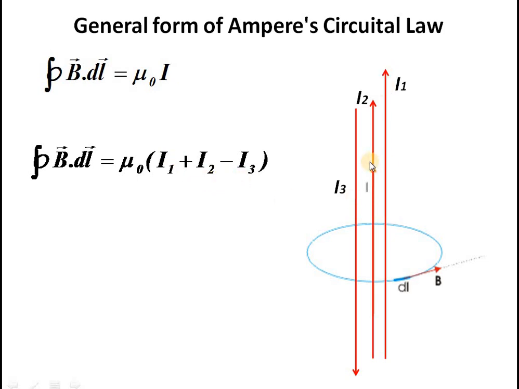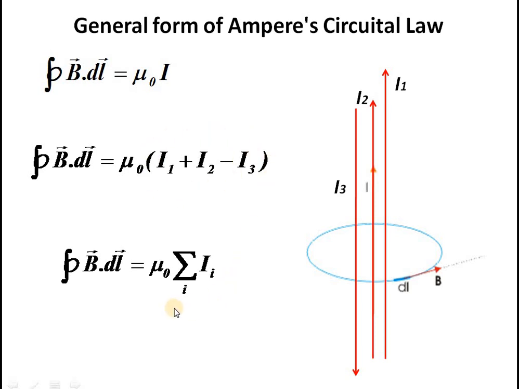Suppose currents I1 and I2 are moving in the upward direction and I3 in the downward direction. Then you have to take the sign of that current also. This is called algebraic summation. Algebraic summation means taking into account the sign of the current, whether flowing in the positive or negative direction. So this is the case of three lines of current. If there are n number of currents, you can generalize this part.